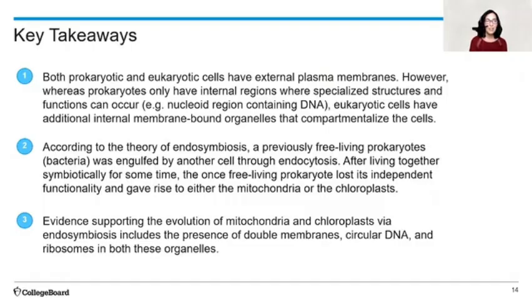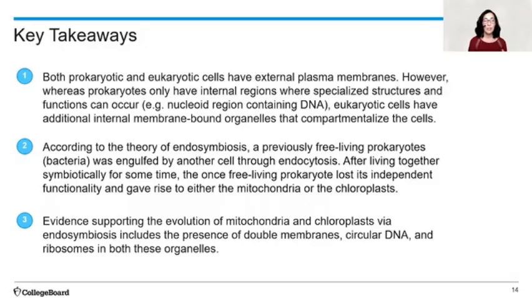Some key takeaways here are that both prokaryotic and eukaryotic cells have external plasma membranes. However, whereas the prokaryotes only have internal regions, where specialized structures and functions can occur, such as the nucleoid region containing the DNA that I showed you previously, eukaryotic cells have additional internal membrane-bound organelles to compartmentalize the cell and help with cell efficiency.